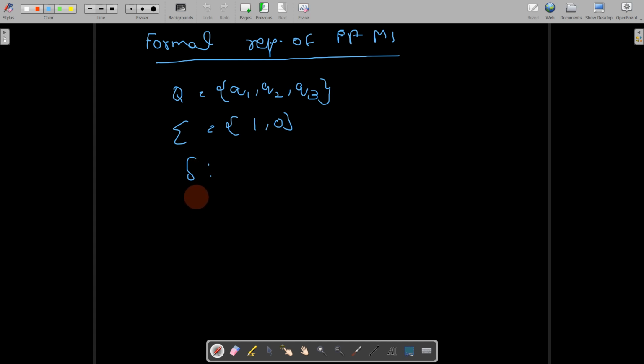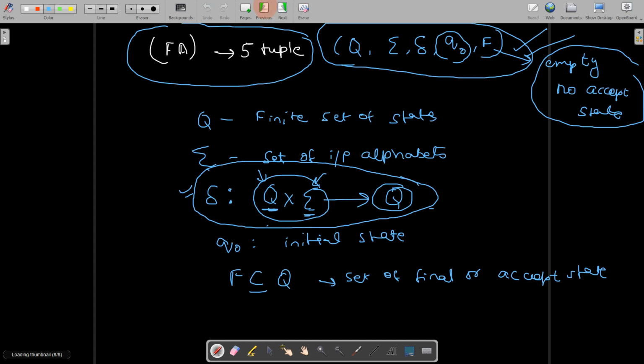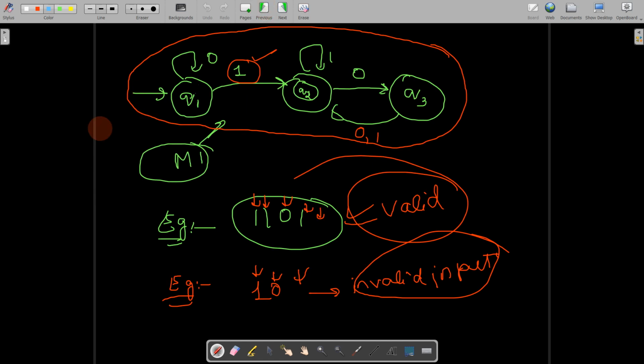The start state is q1. Okay, and the fifth, this is the first information, second, third, fourth and fifth was the set of final states, that is q2. Okay, this is the formal representation of the finite automata M1, which we saw as an example in the previous videos.